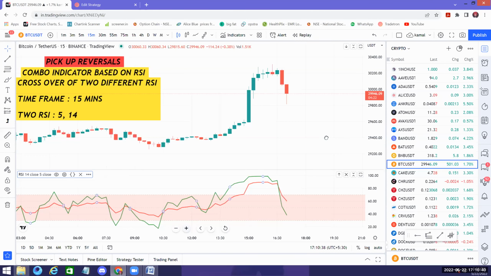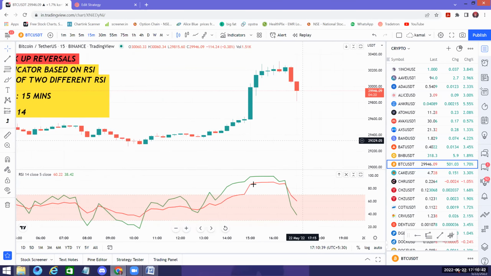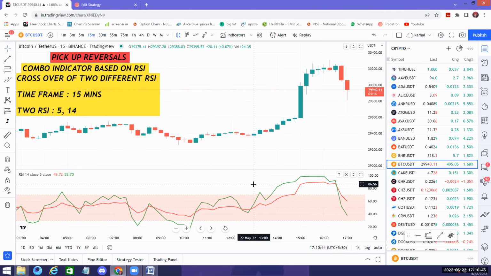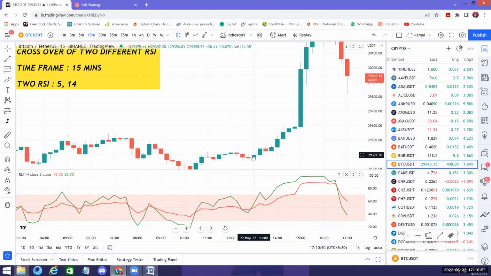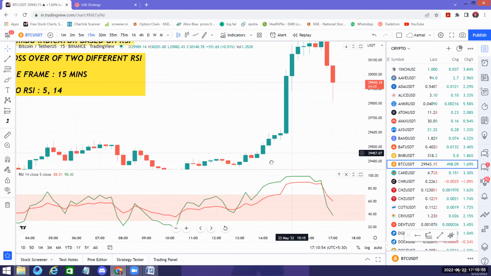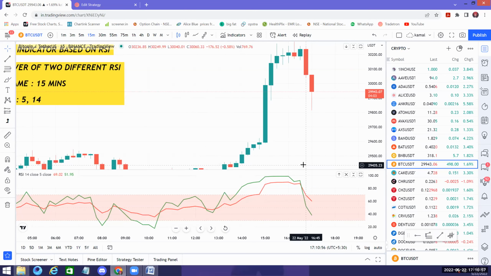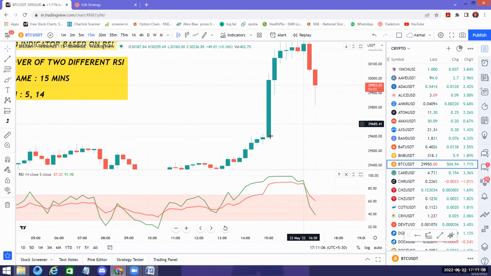Now you see, this is a crossover which happened here on this candle. And what is the move you have got? You exited here. The problem is your exit eats away your profit to a great extent. But it will give you a very big move.